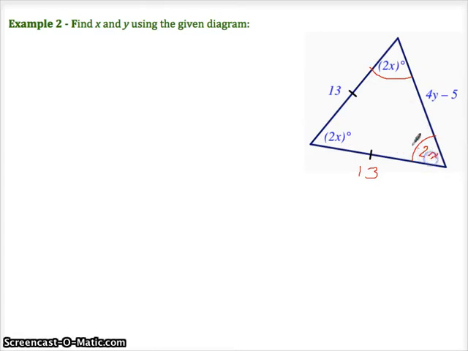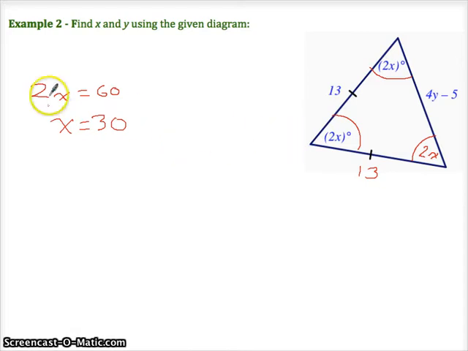Now look at these three angles. They're all 2x, so they better all be the same, which means they better all be 60 degrees if this makes 180. This is one of those rare occasions where all three of the angles are the same because they're all 2x. So they must all be 60, or you could have said 2x plus 2x plus 2x is 6x, which is 180. You're going to get to the point where you find out that x is 30.